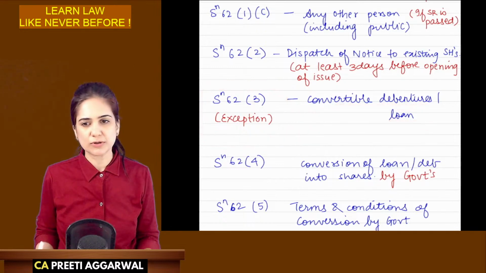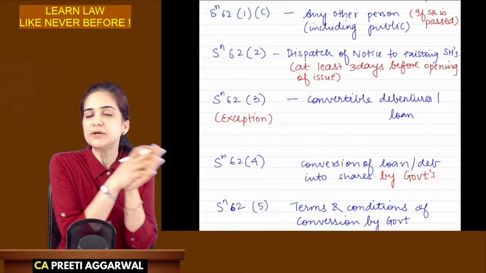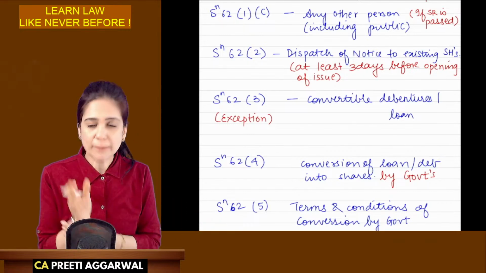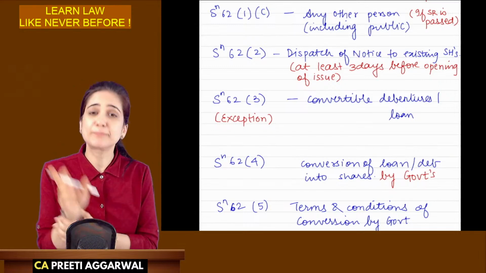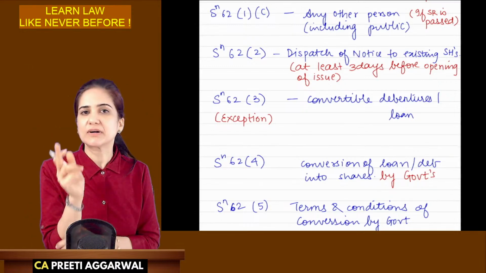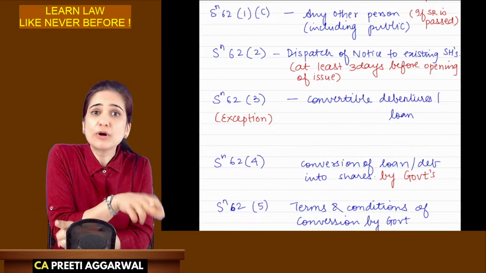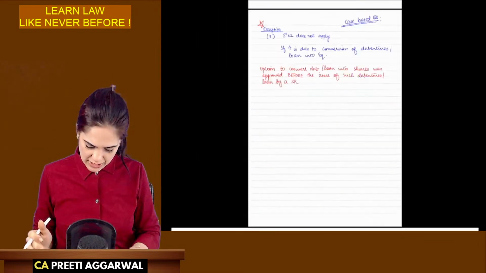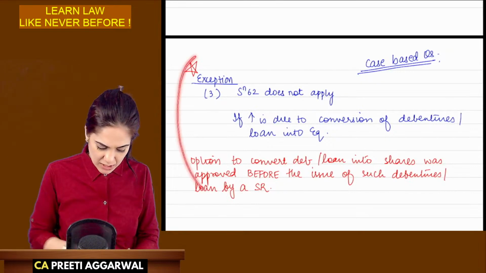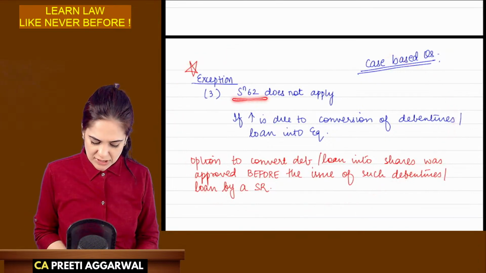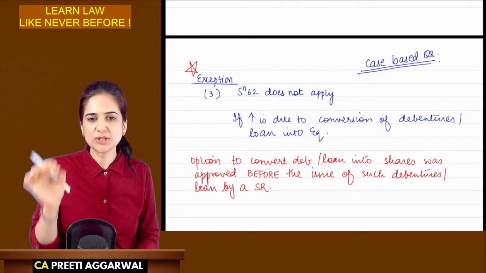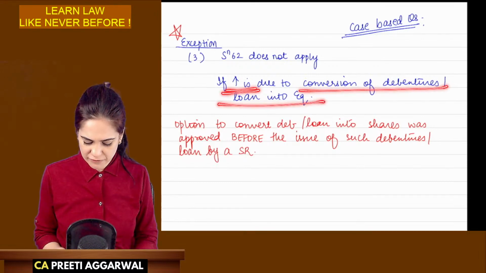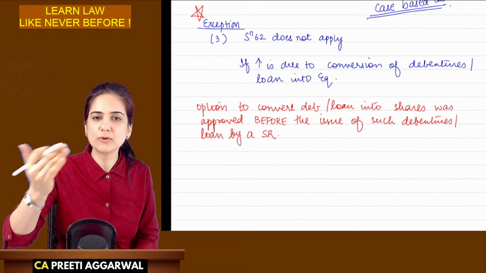Convertible debentures or loan. If the debenture or loan is converted into equity, that will not attract section 62. The procedure for further issue is not required, provided you obtain the consent of the shareholders before you issue the convertible debentures or loan. So please note that if a question is asked in the exam, it will be on this. Section 62 does not apply. It means the procedure for further issue will not apply if the increase in the capital is due to conversion of debenture or loan into equity.